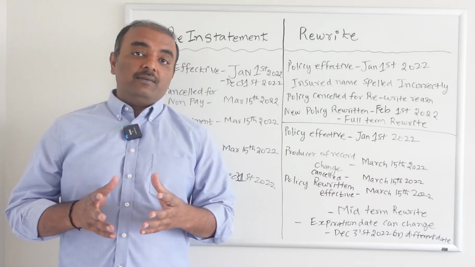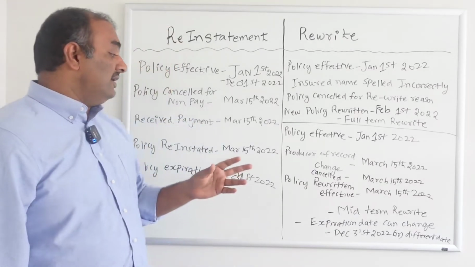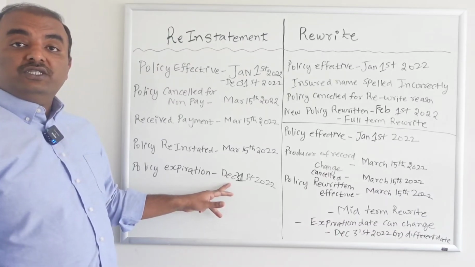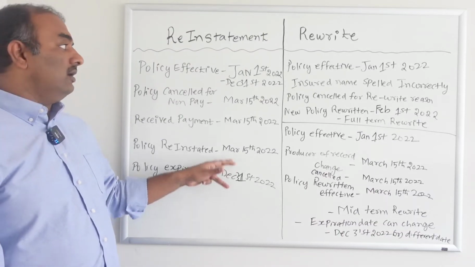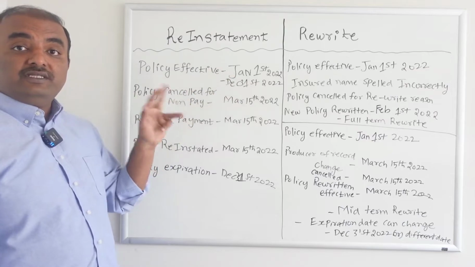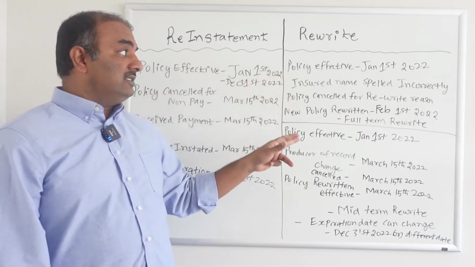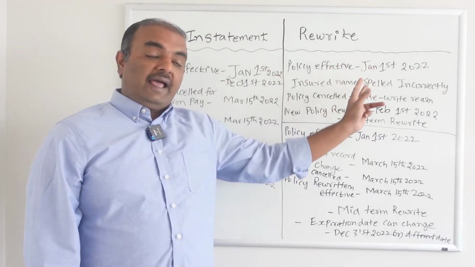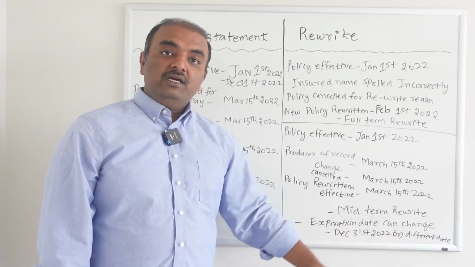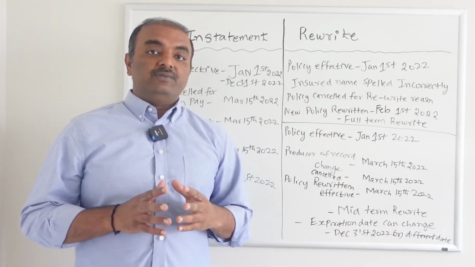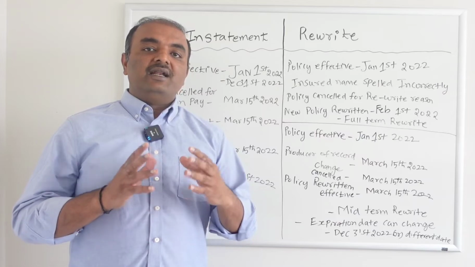The second difference is the expiration date is never going to change in case of reinstatement, or the policy effective date is never going to change. But from this example you can see I can change the effective date, I can change the expiration date. So these are the two critical differences between reinstatement and rewrite.